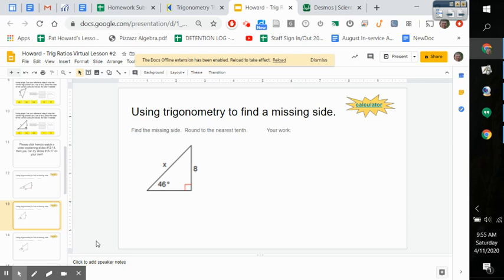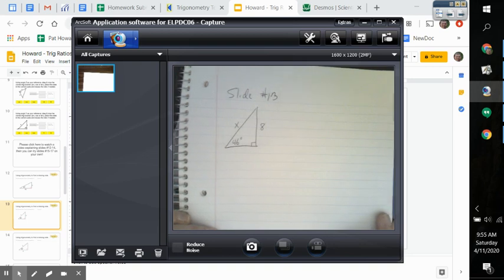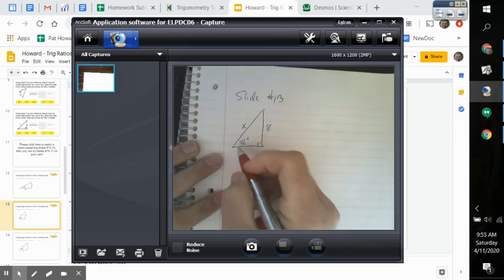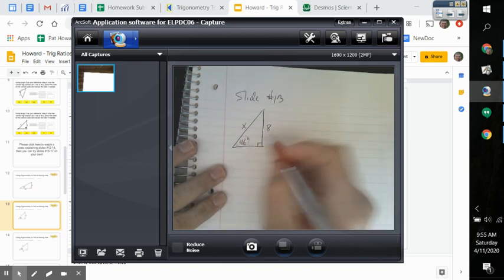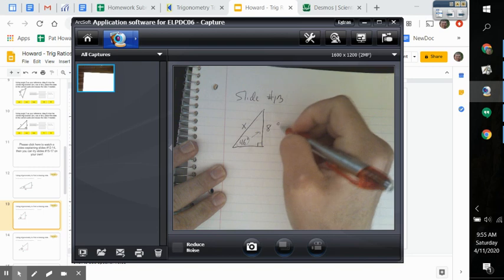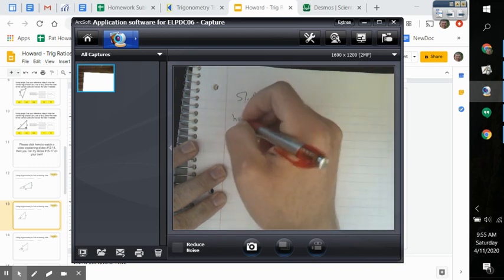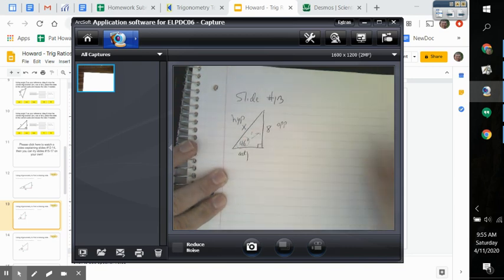Okay, slide 13. Two more to go, all right? Slide 13. This is the harder one. Well, I shouldn't say it like that, but it's a little bit trickier. Here's my angle. I can't stress this enough to you guys. Circle your angle first, and let's label all of our sides. Opposite. Okay. Here's my hypotenuse. And here's my adjacent. All right.